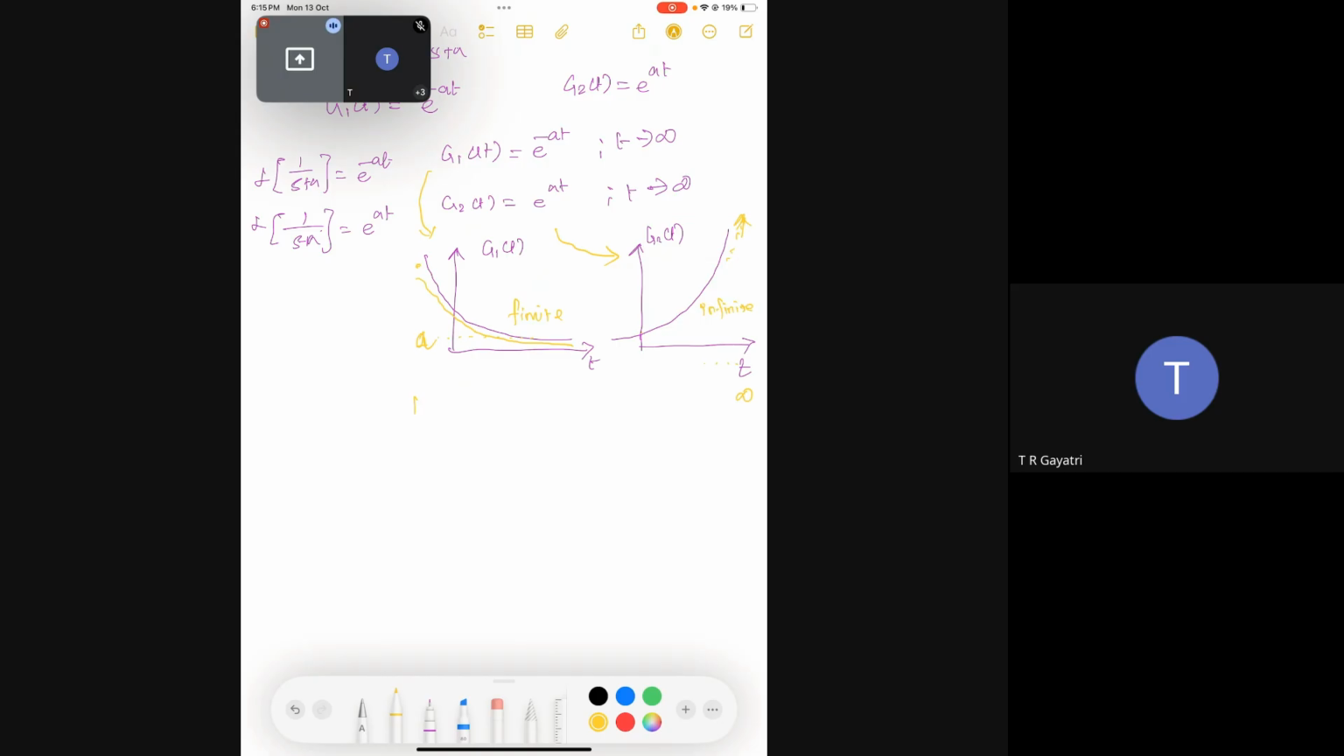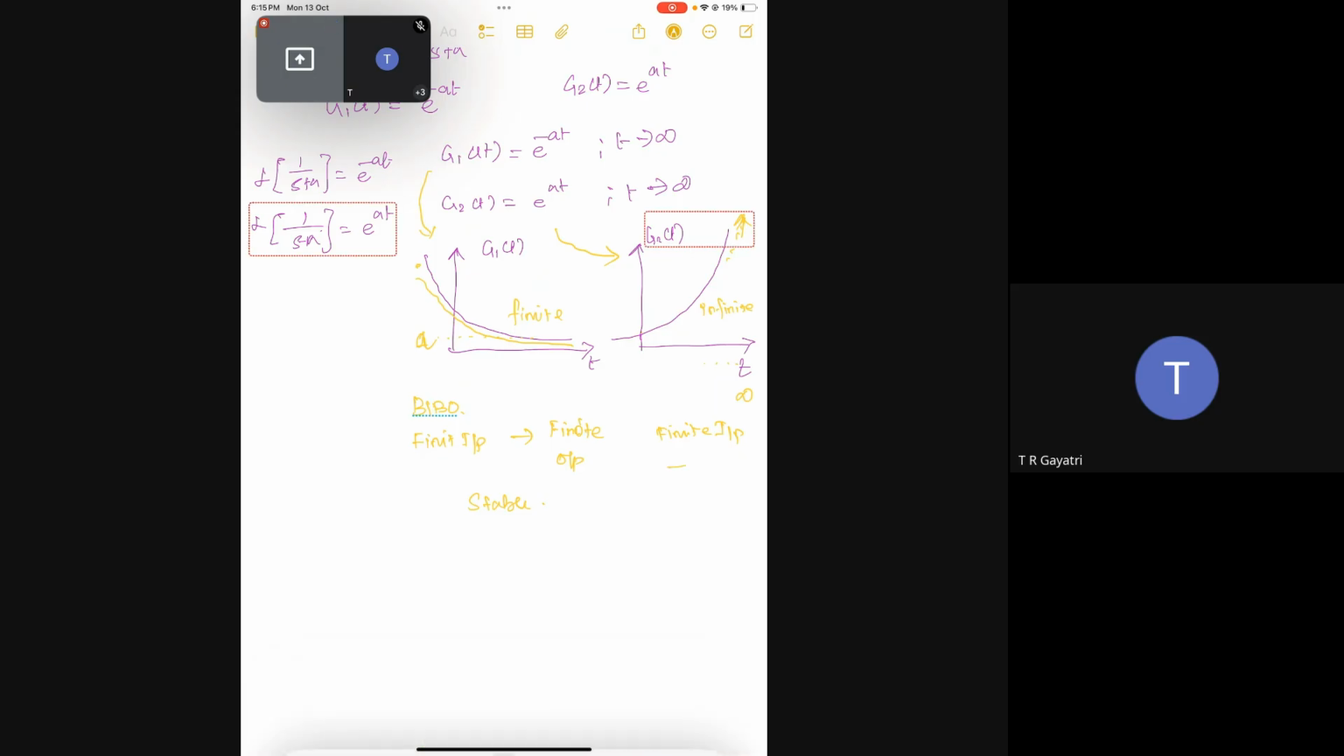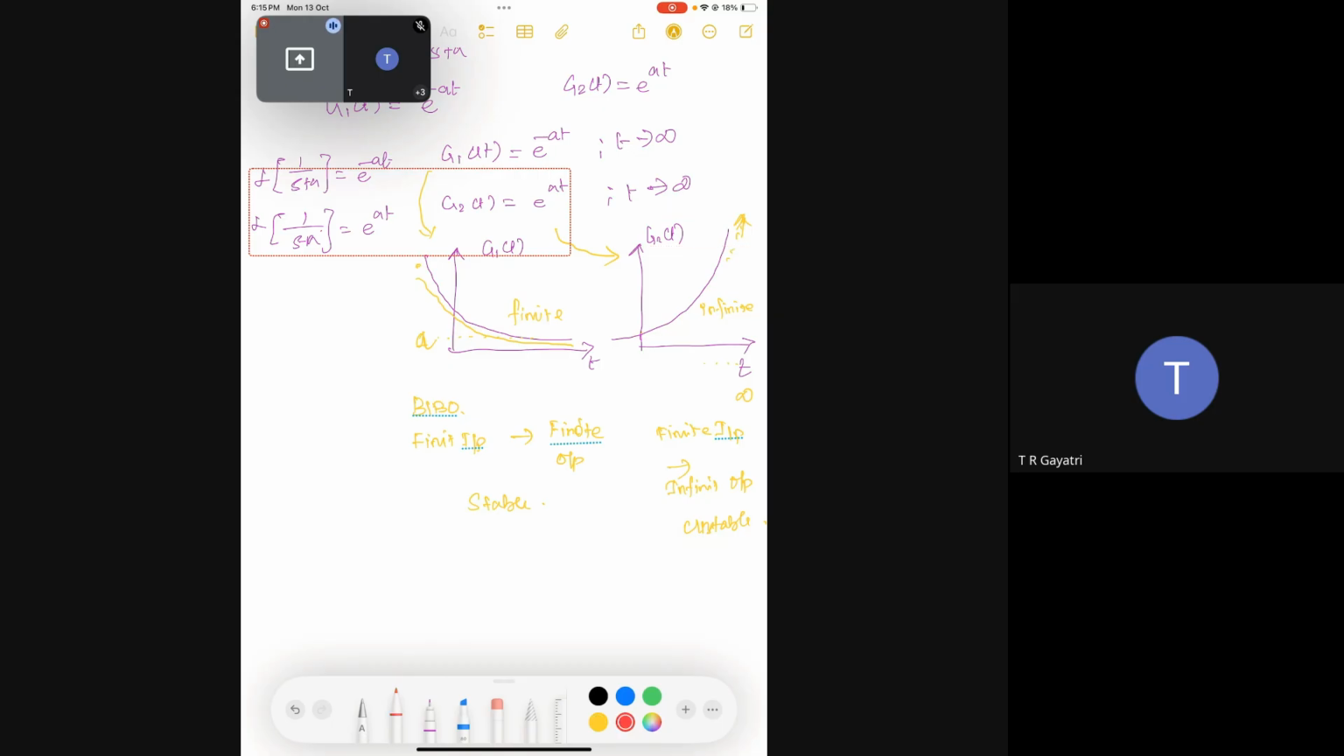So based on BIBO stability, if I give some finite input and I get some finite output, it's stable. Similarly, if I give a finite input, and I get some infinite output, then the system is unstable, right? That's why we are saying this is unstable, and this is stable.